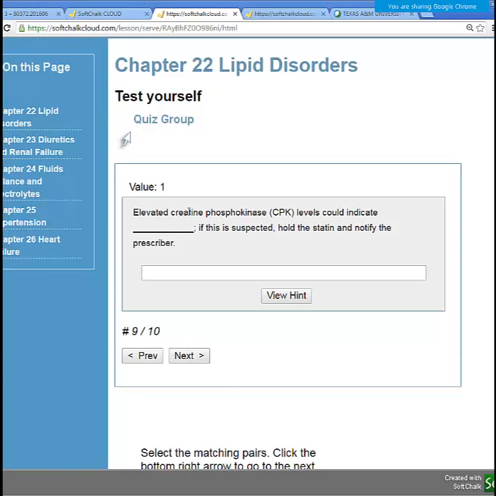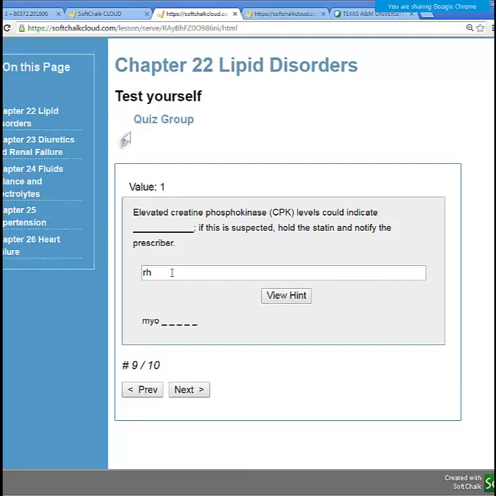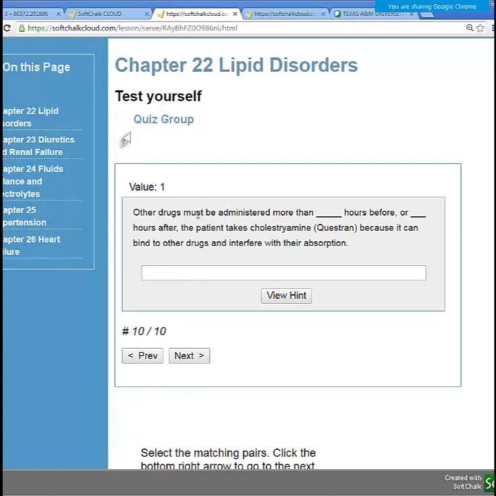Okay, elevated creatinine phosphokinase, CPK level should indicate blank. If this is suspected, hold the statin. So I think this is probably rhabdo again. Oh, myolysis. Myopathy, maybe myopathy. Yeah, I think it's myopathy. So are you seeing these sentences in the book? Well, you don't have to look, but you probably will see exactly these sentences in the book or something very close.